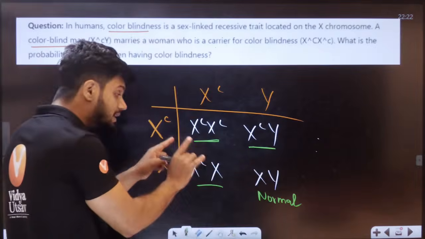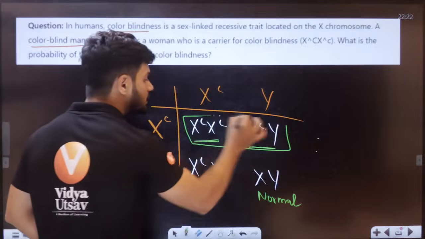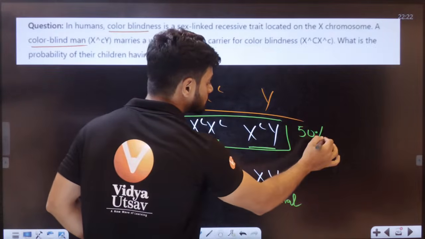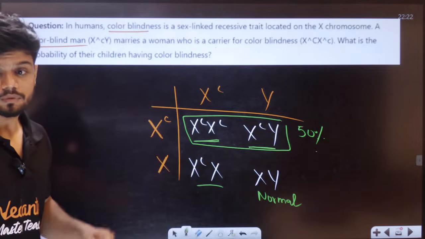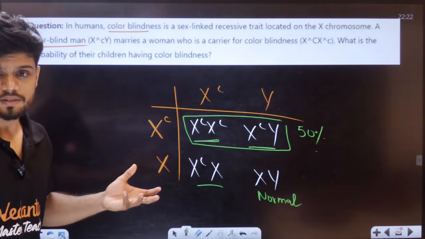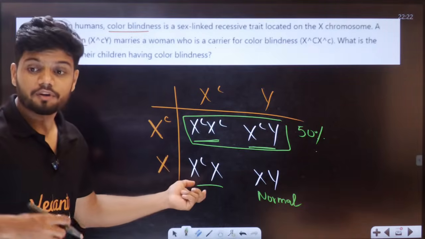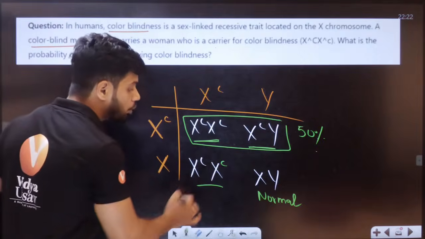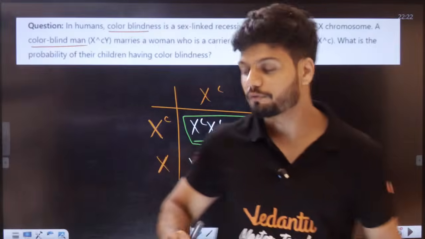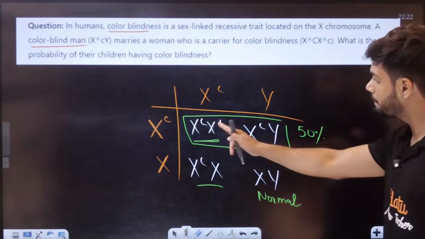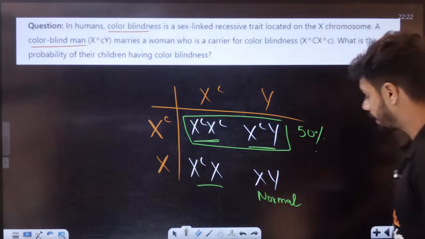So in this case right now, 50% is colorblind. Yes or no, students? 50% is colorblind right now, not 75. How is it 75, students? This person is a carrier. For a female to be colorblind, both X chromosomes have to be affected. But for a male, only one is enough. So 50% are colorblind here, students.